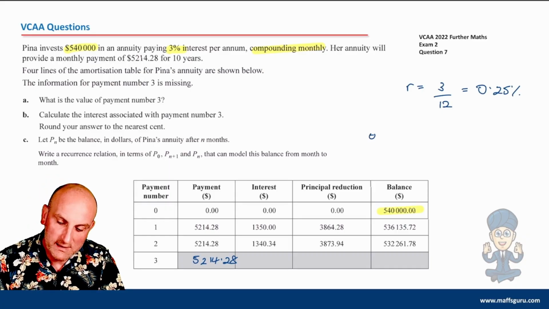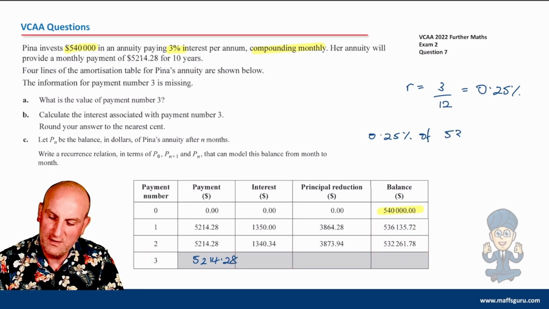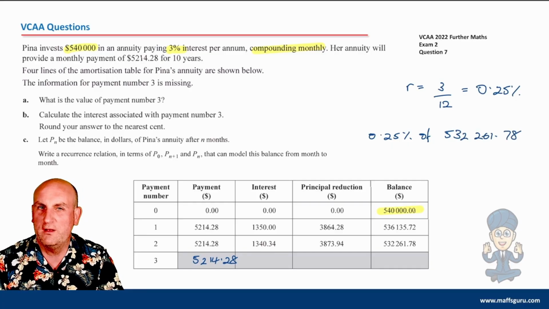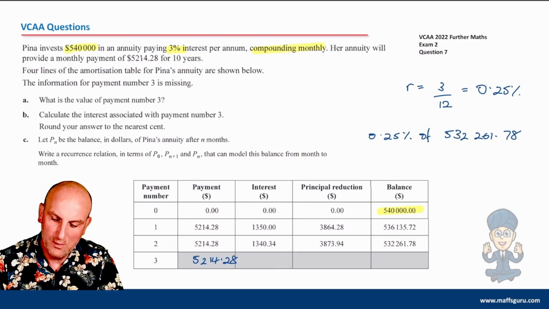Well, I know now my interest rate per month is 0.25% of, and it has to be my previous balance. Because I'm looking at finding the interest for number 3, I'm going to find the balance of number 2. So that's going to be 261.78. Again, I hope you don't mind, guys. If I bring the CAS up, it actually obscures the view. So I'm going to do 0.25 divided by 100 times 532,261.78. Hit enter, gives me $1,330.65.